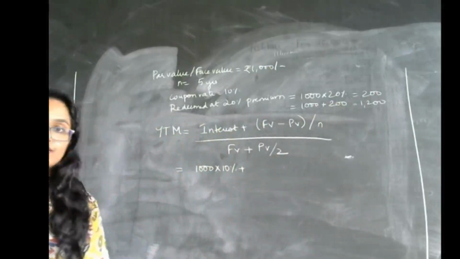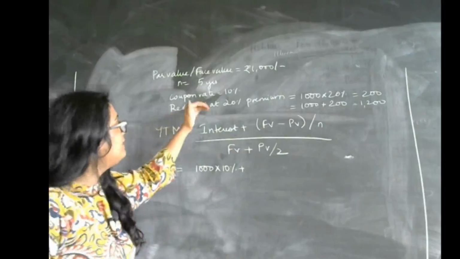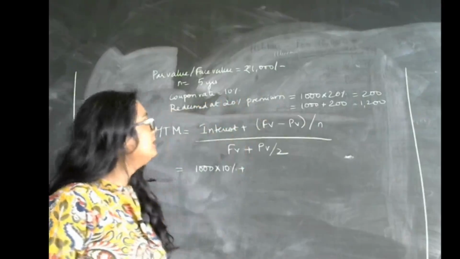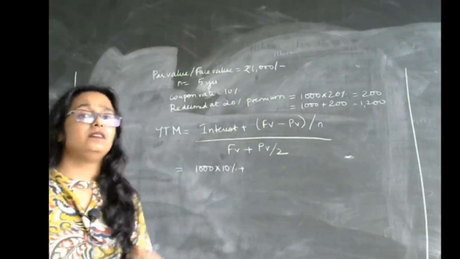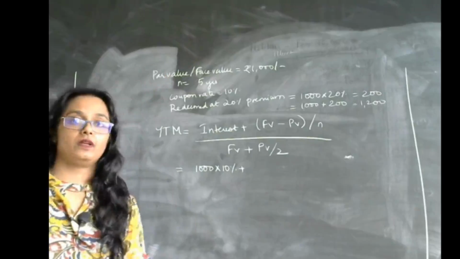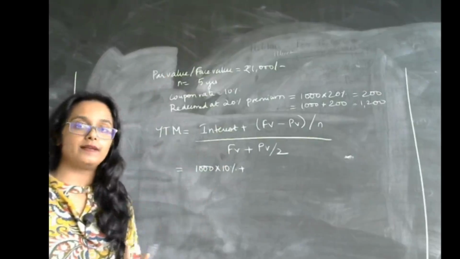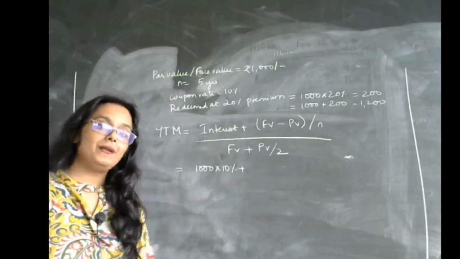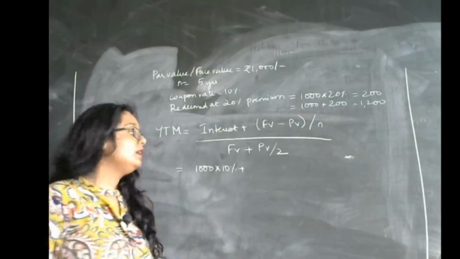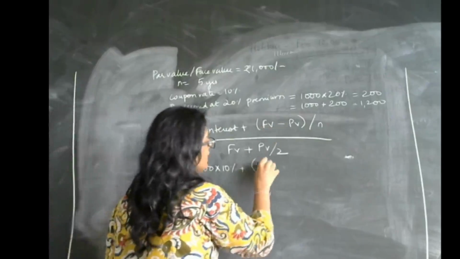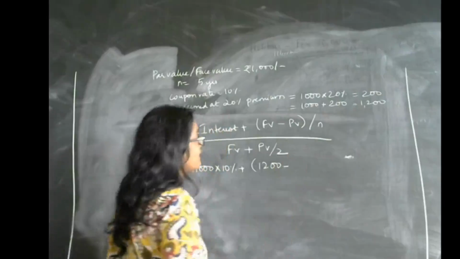How you got 1200? Because the bond value is redeemed at 20% premium. 20% premium on what? 20% premium on the face value. So 1000 multiplied by 20%, that is 200, is going to be your premium plus the face value, which is 1000. So the total redemption amount comes to 1200. That is going to be your future value minus the present value.